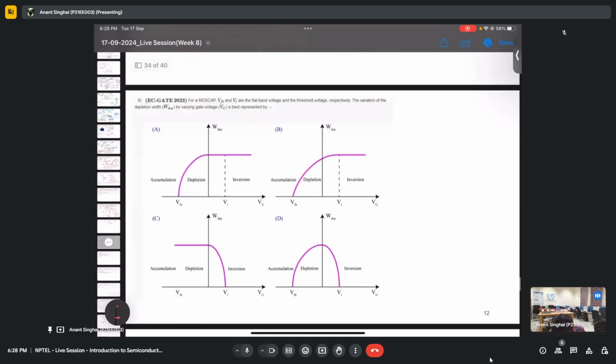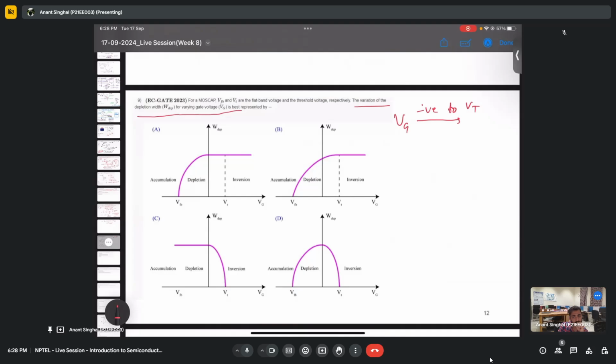This is again a good question. It is asking that for a MOS cap, VFB and VT are the flat band and the threshold voltages respectively. So what is the variation in the depletion width for a varying gate voltage? If we increase the gate voltage from, let's say, negative to positive or even greater than VT, how will the depletion width vary? Can anyone tell what will be the answer? This is a very good question.